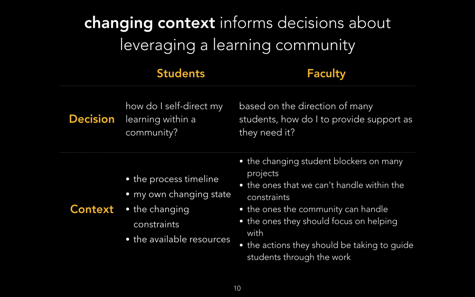And from the faculty perspective, they're trying to keep track of all of these students going through this self-direction process. So based on the direction of many students, how are they meant to provide support effectively to those students, or how might they distribute it across the studio, and how do they think about that decision space? And the context that can affect that is, well, each student might have different blockers, and those blockers are constantly changing on those projects. So what is the state of the students' blockers?